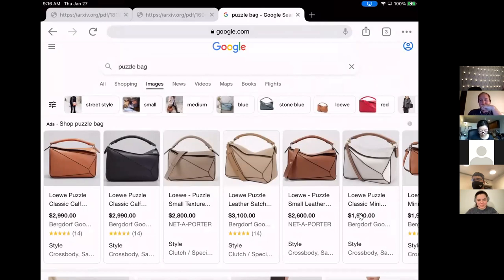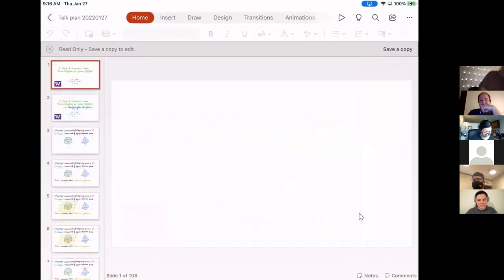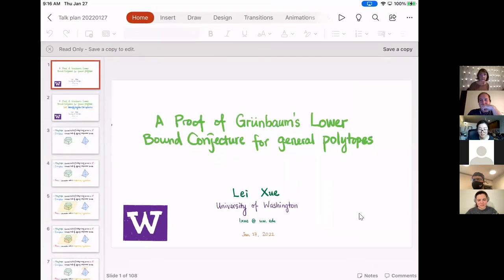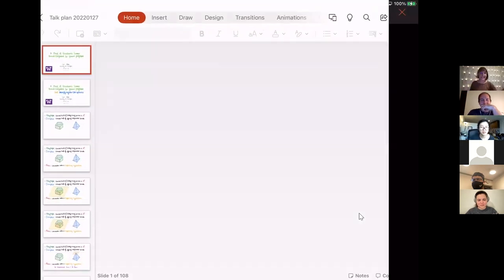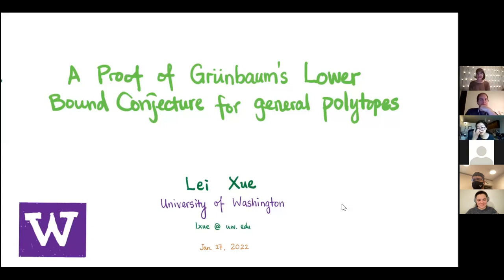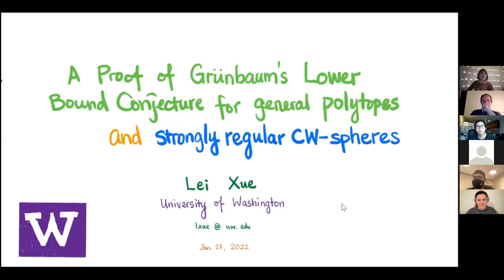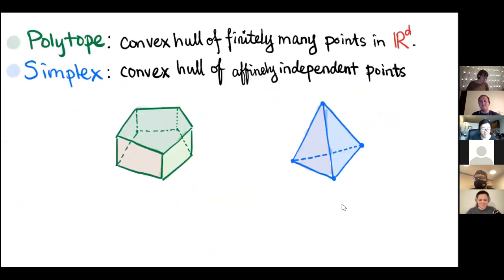So in particular, I'm going to talk about polytopes. Let me get into full screen. I'm going to talk about a lower bound conjecture on general polytopes made by Grünbaum and the proof of that. We're going to generalize it to something called strongly regular CW spheres. I'm not going to assume any background on polytopes, and it's the last talk of the day, so hopefully I don't put you to sleep. So I'm going to start from the very beginning.